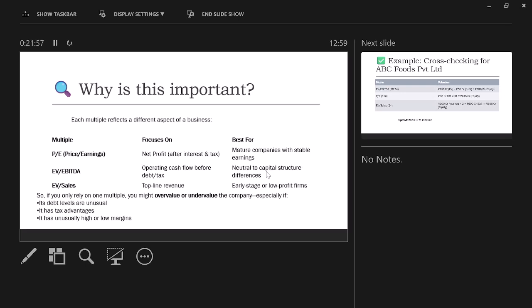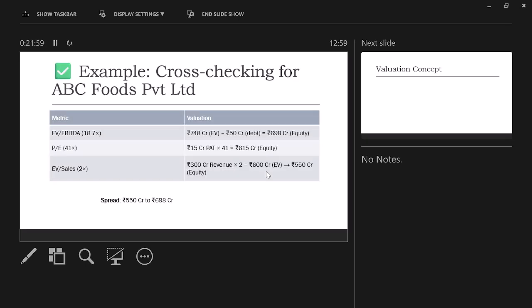Now I'll come back to this slide here. So EV upon EBITDA, which is 748 minus 50 crores, so we get equity value of 698 crores. If you look at the price earning ratio, it gives you 15 crores into 41, so 615 crores. Straight away you get the equity value. But if you want to calculate the EV upon sales, 2x multiple, then it is 300 crore into 2, so it gives you 600 crore enterprise valuation minus 50, so you will get 550 crores.